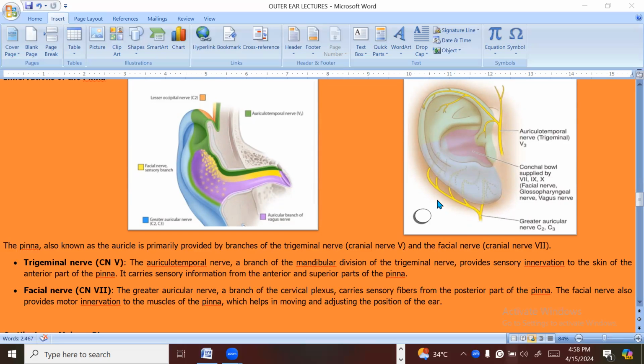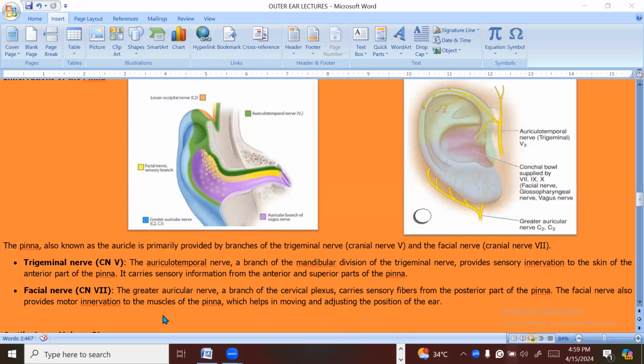Okay, so the auriculotemporal nerve, which is a branch of the mandibular division of the trigeminal nerve, provides sensory innervation to the skin of the anterior part of the pinna. It carries sensation information from the anterior and superior part of the pinna. This is the anterior part, this is the superior. So the auriculotemporal nerve is responsible for innervation of the anterior and the superior part of the pinna.